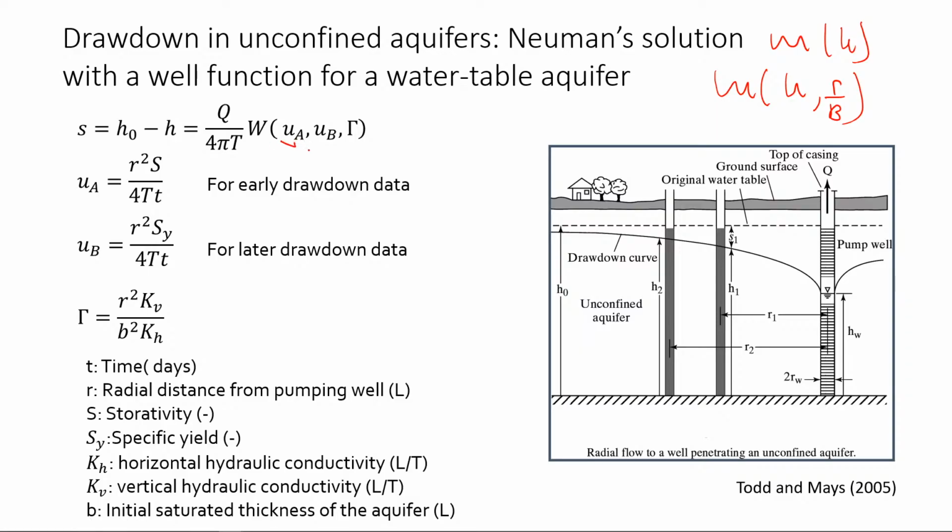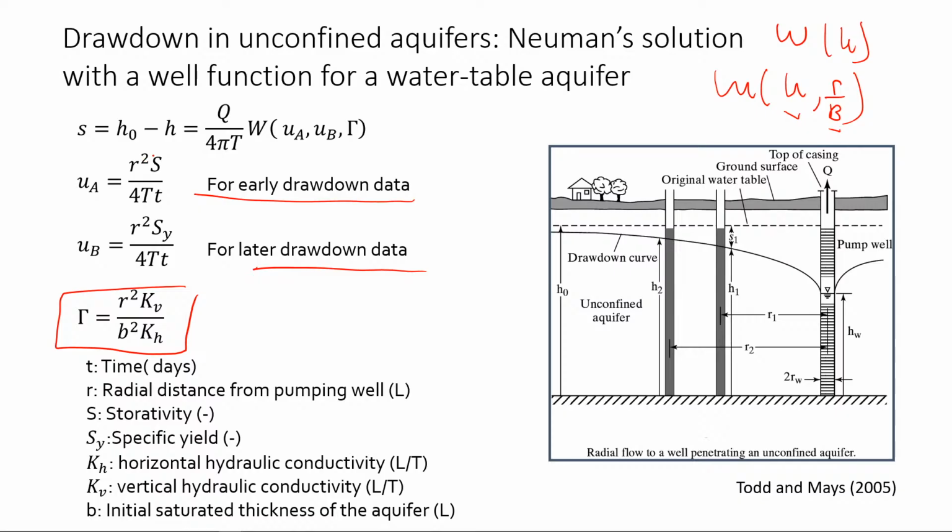It has UA, UB, not just one parameter. This is W of u, the first parameter, and this is the second parameter. Here now I have UA, UB, and this gamma. So UA is for early drawdown. This is for later drawdown. And then this UB tells you something about what this gamma function captures.